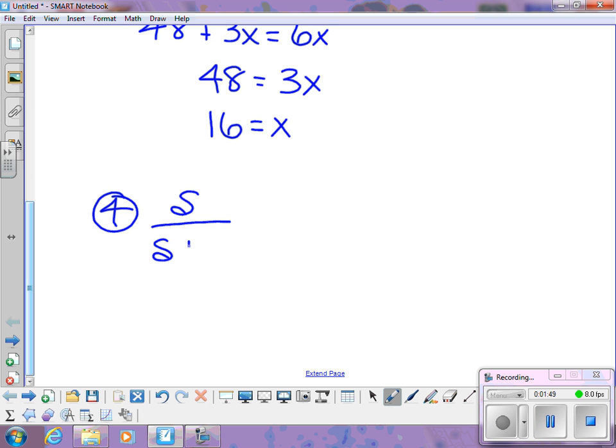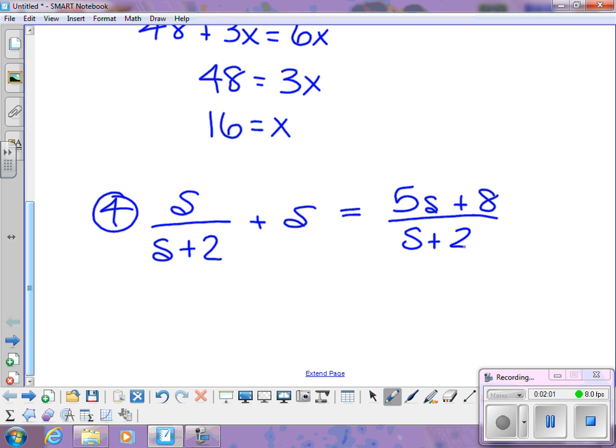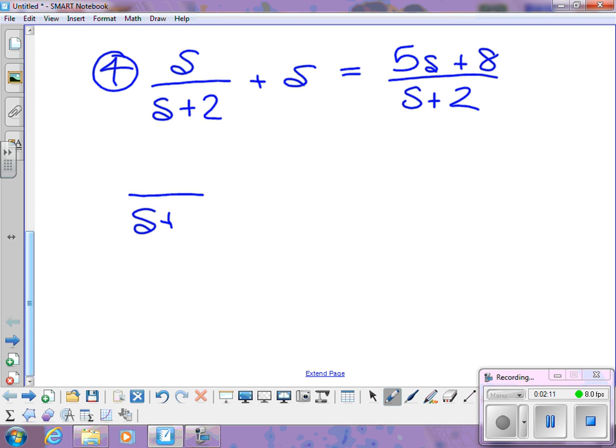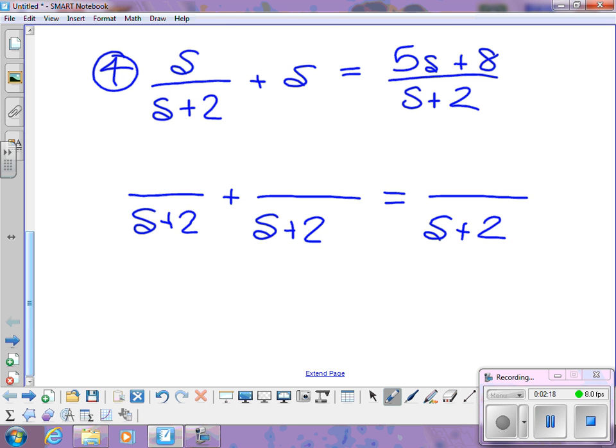All right. So s over s plus 2 plus s equals 5s plus 8 divided by s plus 2. What's the common denominator going to be? s plus 2. Good. They helped you out on this problem. There's only one of them that does not already have that denominator, right? Which one is that? The s. That's like saying s over 1, right?